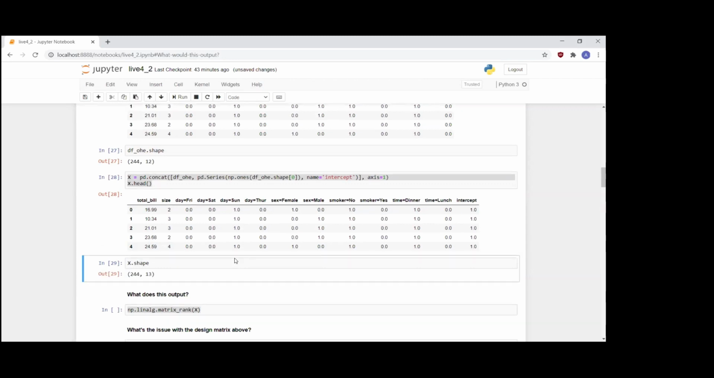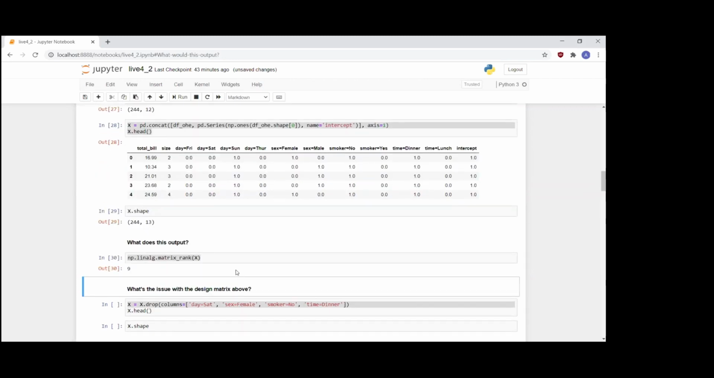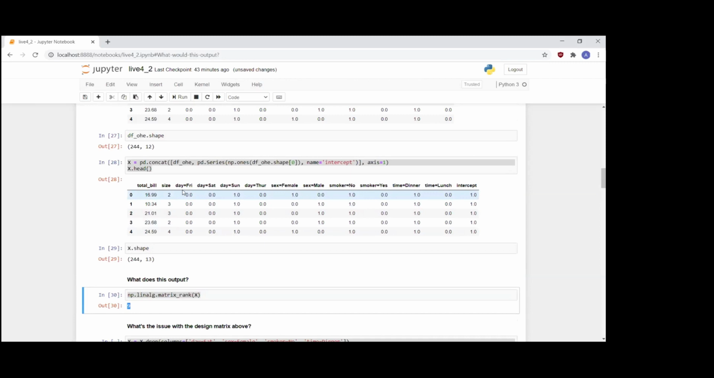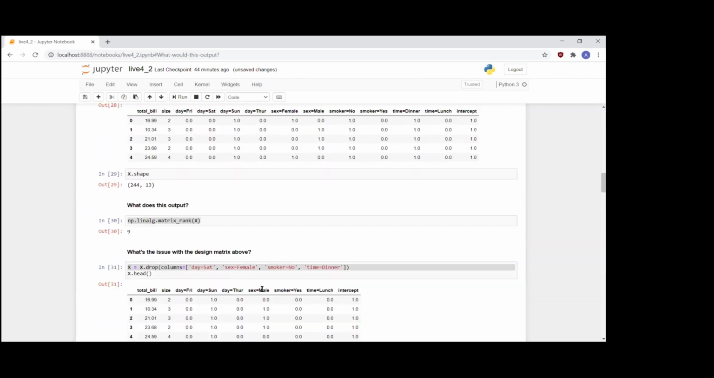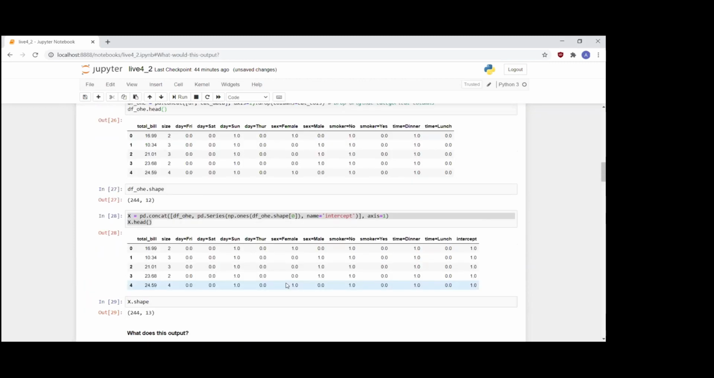There's 13 columns here, but the rank here is only 9, because again I have redundant features like female and male, and smoker no and yes. So one way to address that is I can drop the first column of each of our one-hot encoded features, or just some random column, it doesn't matter really which one you drop.